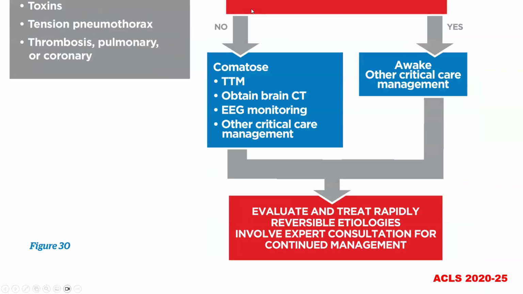And follow commands, whether the patient is able to follow commands. If the patient cannot follow commands, that means the patient is comatose: start targeted temperature management, obtain brain CT, and EEG monitoring is very important to make sure there are no ongoing seizures, and other critical care management like glucose and all those things need to be checked. If the patient is awake, evaluate and treat rapidly the reversible etiologies, which we mentioned before, and involve expert consultation and continued management.